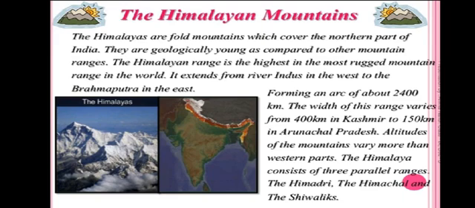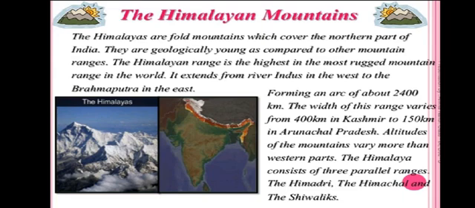The Himalayan range is the highest and the most rugged mountain range in the world. It extends from river Indus in the west to the Brahmaputra in the east. You can see the figure also on the map of India. And an arc type of structure forming an arc of about 2400 kilometer. And the width, it varies from 400 kilometer in Kashmir to 150 kilometer in Arunachal Pradesh. Altitudes, the height of the mountains vary more than western parts.